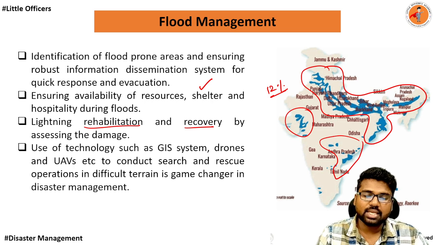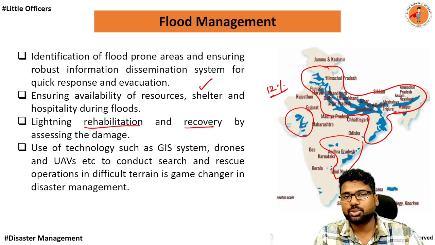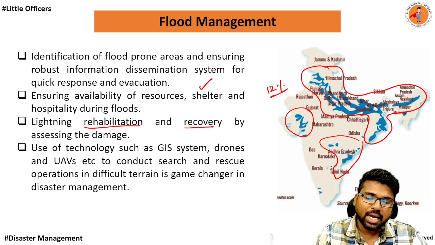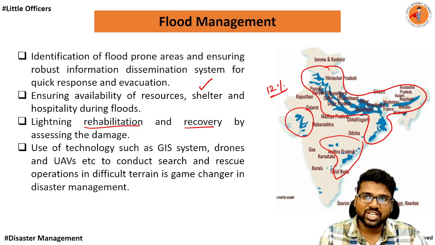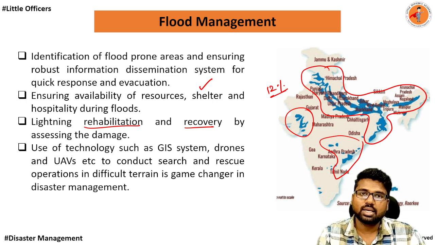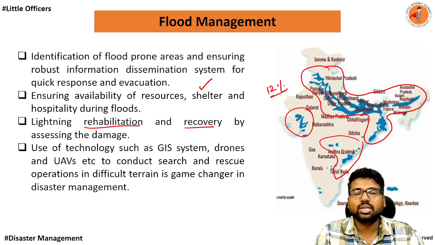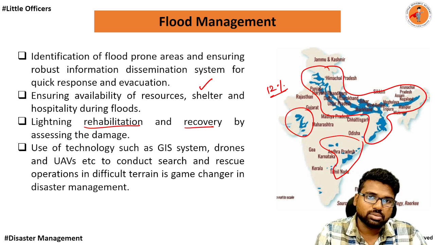Then the second thing is accurately assessing how much damage happened. Maybe you can use drones, unmanned aerial vehicles, remote sensing or GIS systems, or maybe a helicopter or plane, through which you can take an aerial tour and see the damage, so that you can assess how much cost is going to be incurred in the recovery or rehabilitation stage. So assess quickly and provide relief to the people.